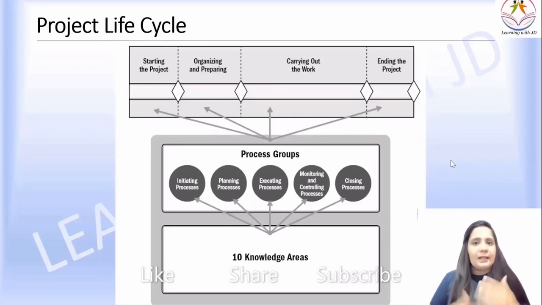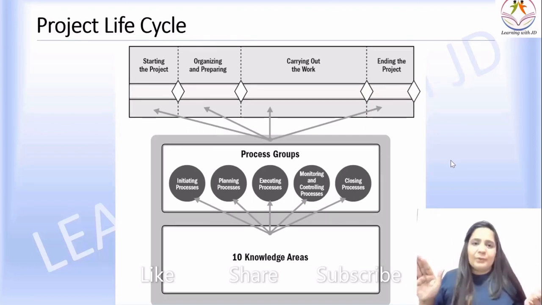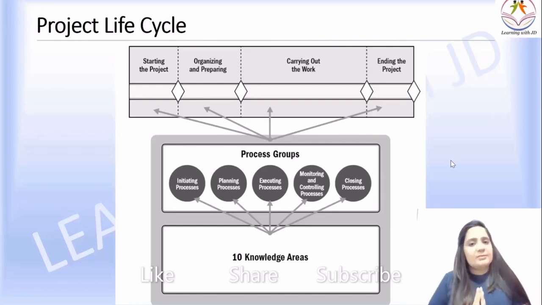Let's understand what is the life cycle of a project. The entire life cycle of a project at the top level is broken into 4 parts: the project starts, you are organizing and preparing for the project, you are actually doing the project, and then you end the project. These are the 4 important project life cycle phases which are defined by every organization.